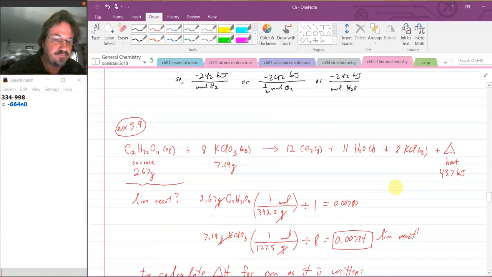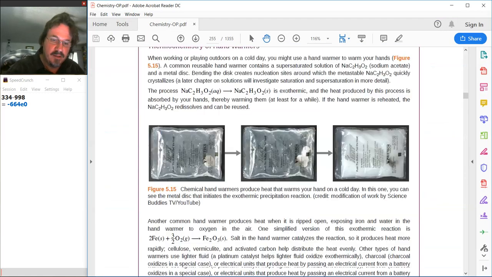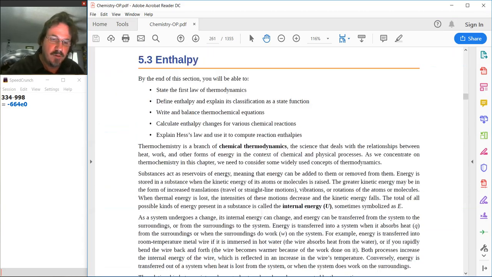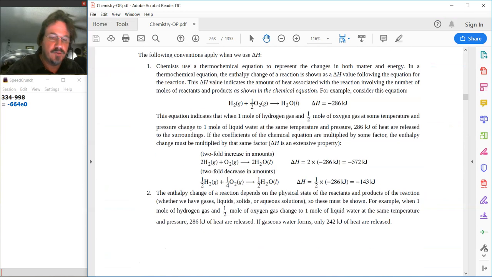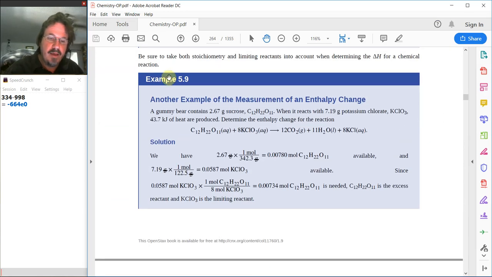All right. Example 5.9. Let's go to the textbook and find that one and see if we can put this in motion. We can apply this. Scrolling. 5.8. Here we go. 5.9. A gummy bear, yay, which is essentially all sugar, sucrose, table sugar. 2.67 grams of this sugar. All right, so that's how much this gummy bear weighs. That's how much sugar, and sugar is C12H22O11.